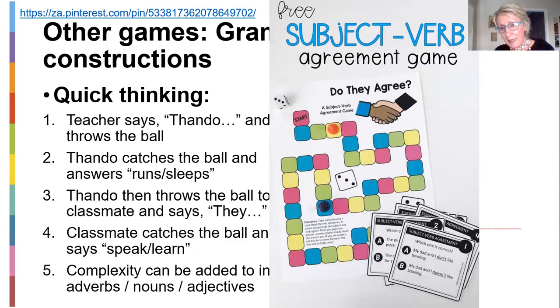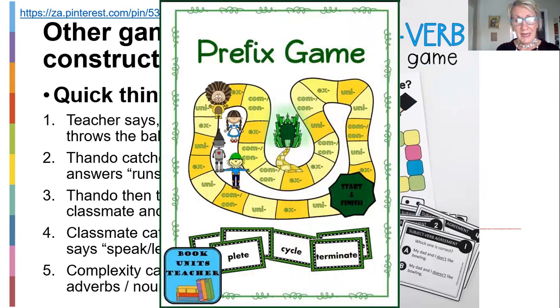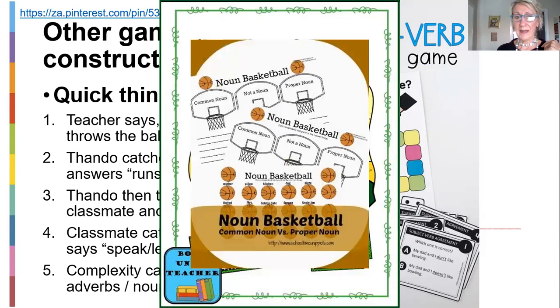My dad and I don't like bowling, or my dad and I doesn't like bowling. So they've got to answer that correctly, and then they can move on in their snakes and ladders type game. Here's a prefix game. You've got complete, and you've got different prefixes. What will you add to complete? Complete, okay? What about cycle? Recycle, terminate, exterminate. Okay, so you can add all your prefixes on there.